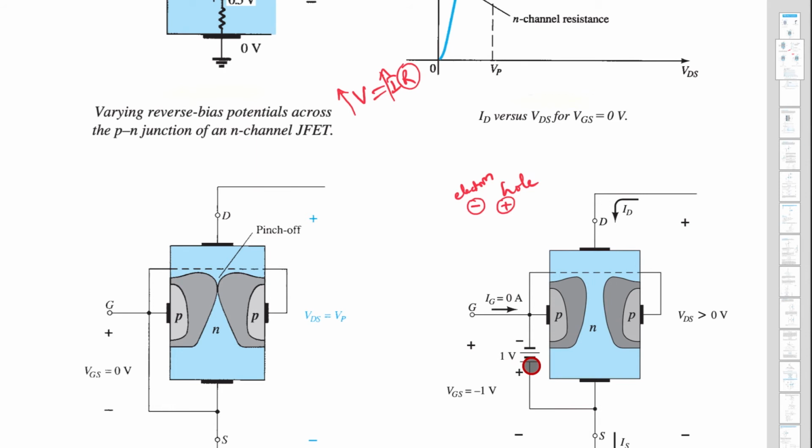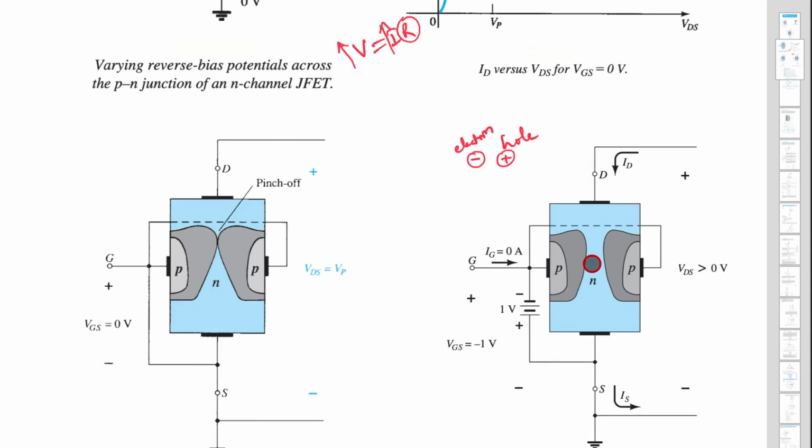The positive plate will attract the electrons, the negative charges, so they will come here. So this electron will not go here. If this is not going, what will happen? Obviously ID will reduce. Did you get it? And why does the depletion region go on increasing as you remove electrons?